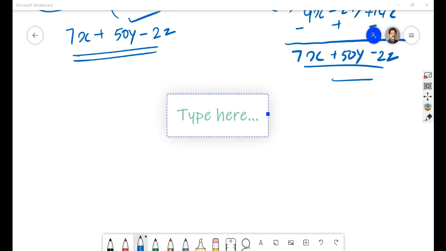Dear students, the next topic to learn is about multiplication of algebraic expression. As I told you, multiplication of algebraic expression.